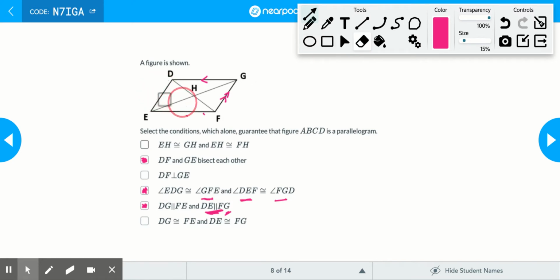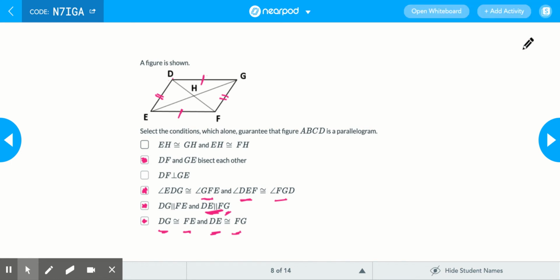So let me erase those arrows. Last one. DG is congruent to FE. DG is the top, congruent to FE, the bottom. Congruent, one tick mark. DE is congruent to FG. DE, the left, two tick marks, is congruent to FG. What property is that? Opposite sides are congruent. And now we have those four properties to prove that this quadrilateral is a parallelogram. And that's my answer. Only those four properties.